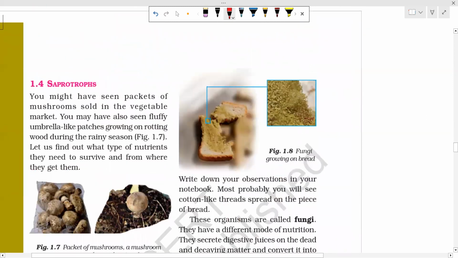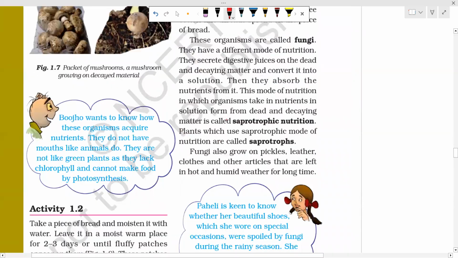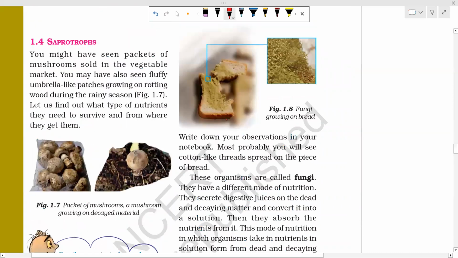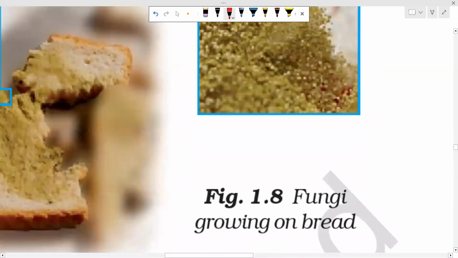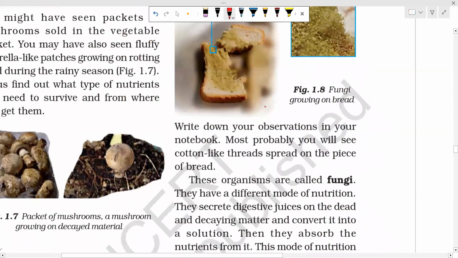Now saprotrophs. Suppose your mushroom does not have chlorophyll. What are saprotrophs and what is saprotrophic nutrition? You keep one bread outside your house for 2 to 3 days. After some days, you will see this kind of structures growing on your bread. This is your bread mold, fungus. Saprotrophs are the fungus.